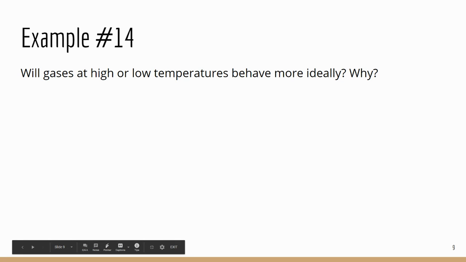I'll say the answer out loud in a couple of seconds. Gases behave most ideally at high temperatures. There's a lot of ways you could think about it. The easiest way I can think about is that at low temperatures, a gas often becomes a liquid, which is the opposite of an ideal gas. I think that's the easiest way to think about it.